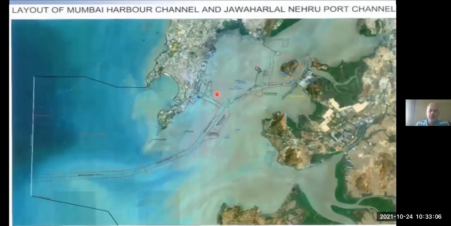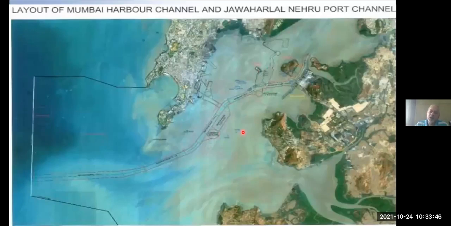Now, coming here, in your study material also this picture is given. So this is the approach channel for the port where your ships are coming in. And this is your Mumbai port. And this is your JNPT, Jawaharlal Nehru Port, that is Nhava Sheva port, the container terminal. And this is your Mumbai port. This is old Mumbai. This is Butcher Island here, where tankers are coming in.